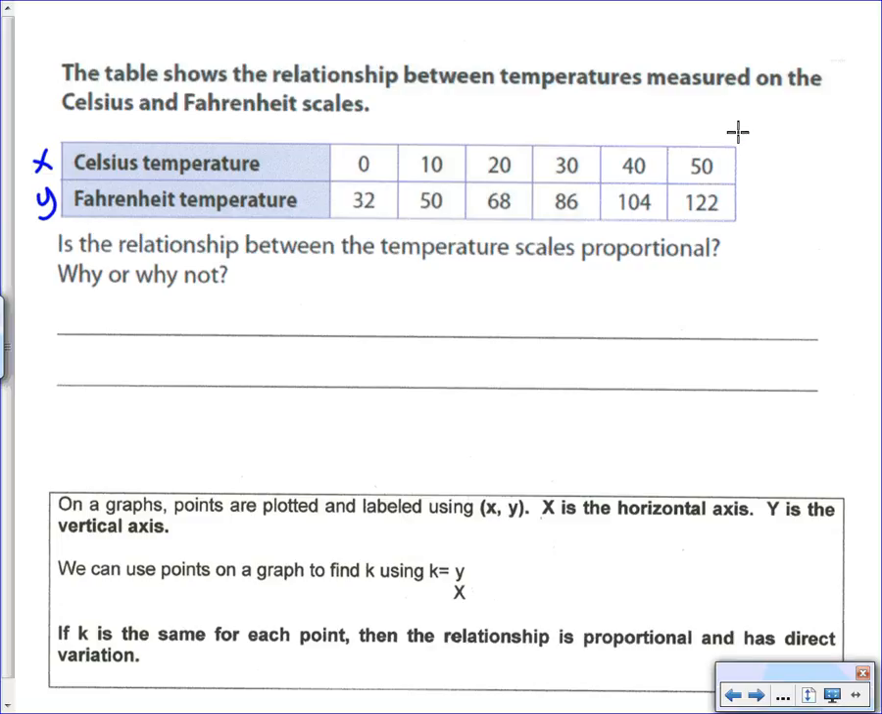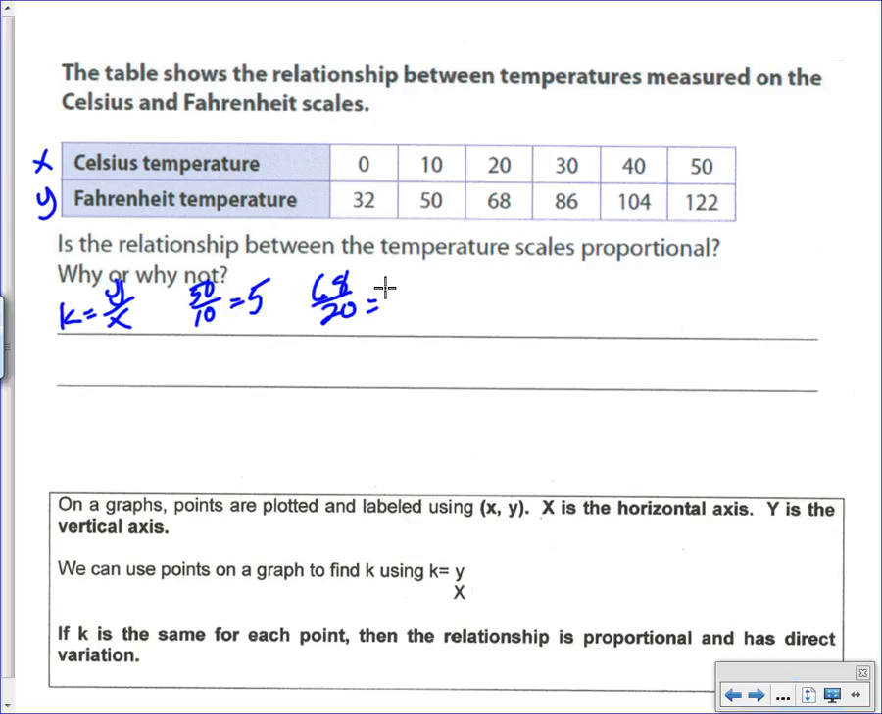for each one of these numbers. Okay, I'm not going to sit here and do each proportion. We can use our calculator. For the first one, 32 over 0, we can't do. So we're going to go to the next one. We're going to do 50 over 10. So k equals y over x. If we do 50 over 10, you get 5. If you do the next one, 68 over 20, in the calculator, 68 divided by 20 is 3.4. So I don't have to go any further.